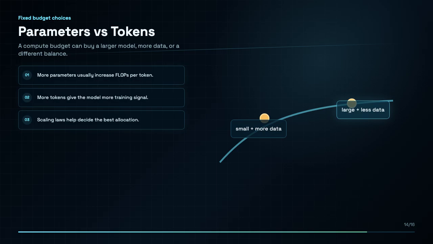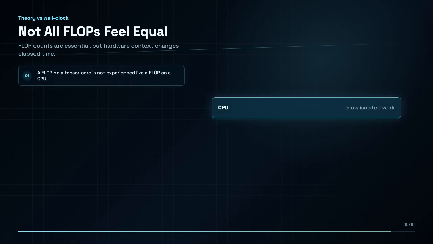One subtlety is that not all flops are equal. A flop performed on a GPU tensor core is much faster than a flop performed on a CPU. A flop in a large matrix multiplication is faster than a flop in a small one, because hardware can amortize memory overhead.